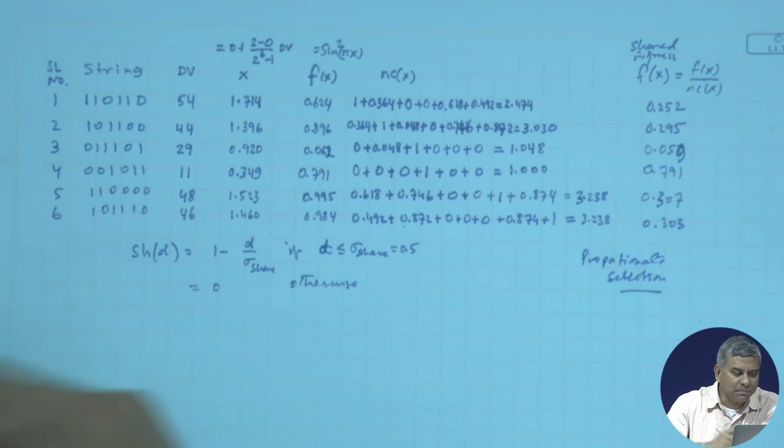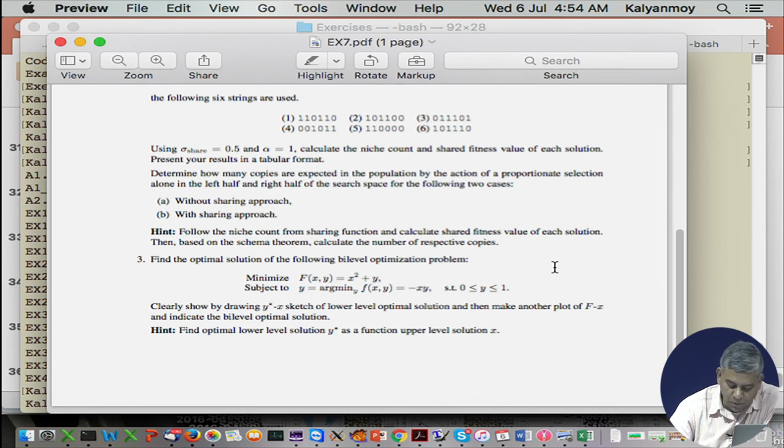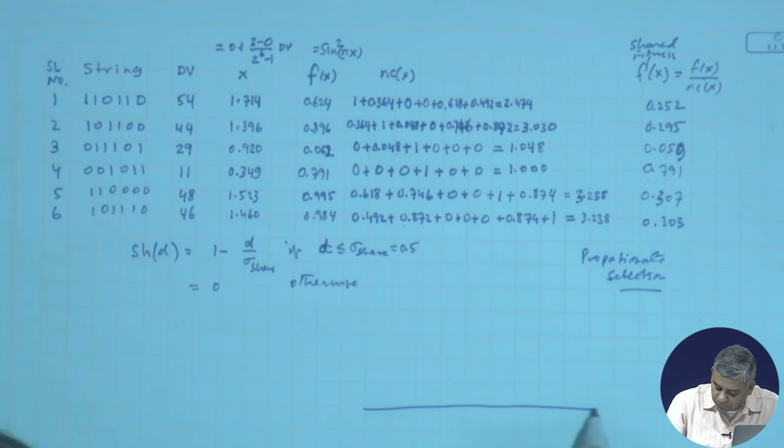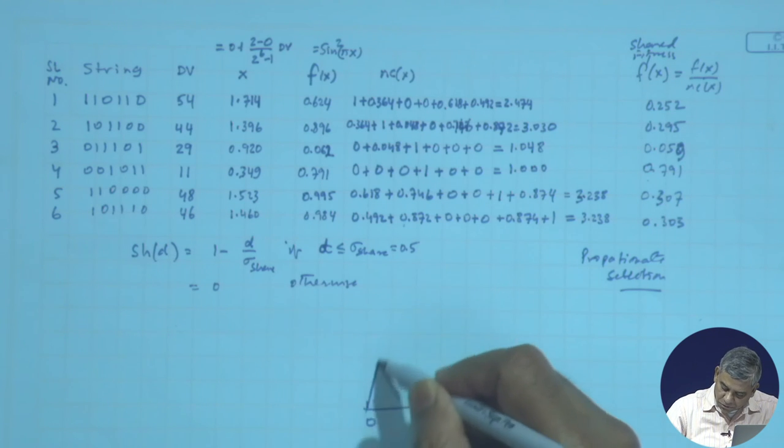Okay, let's look at the second part. Determine how many copies are expected in the population. So if this is the population at generation T, how many copies are expected by the action of proportionate selection alone? So if we don't do any crossover or mutation, just proportionate selection alone, in the left half and the right half of the search space, for the following two cases, without sharing and with sharing. So if we plot this thing, 0 is here, 2 is here, 1 is here, okay? And sine square pi x is going to be, sine pi will be 0, so it's like this, right?